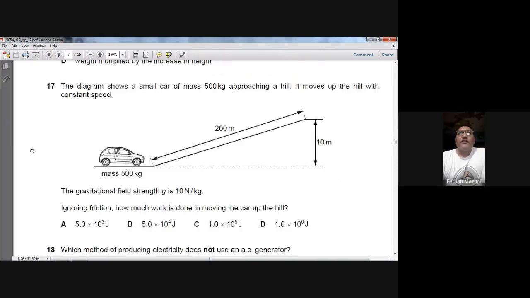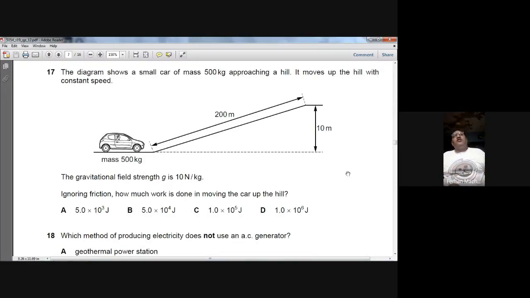Okay. Question number 17 is on your screen. The diagram shows a small car of mass 500 kg approaching a hill. It moves up the hill with constant speed. The gravitational field strength g is 10 Newton per kg. Ignoring friction, how much work is done by moving the car up the hill?